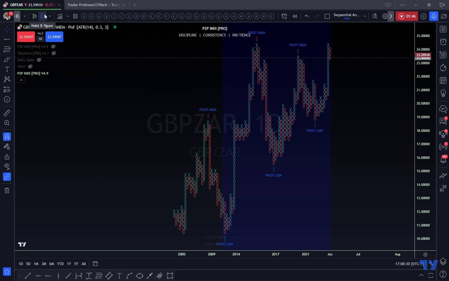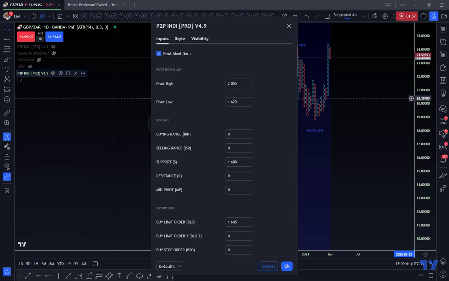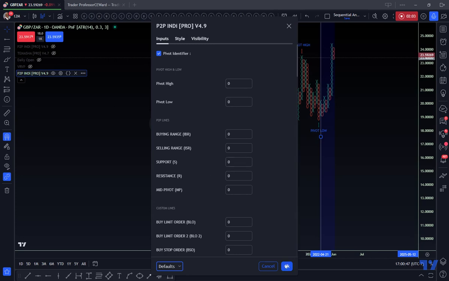So in any case, we use point and figure first, along with P2P and Tamasha. This is basically over 40-something years' worth of knowledge from the whole team plugged into all of this, to help us dial in key supply, demand, support, resistance, sell limit orders and buy limit orders as sniper as possible.